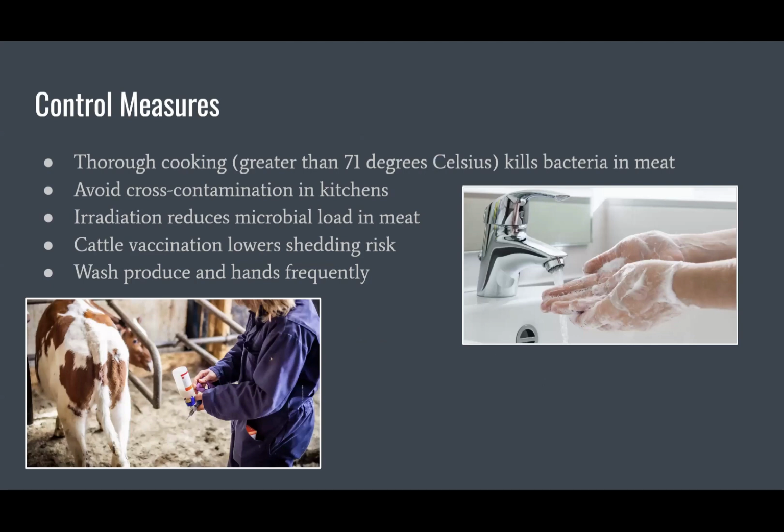E. coli O157:H7 is a dangerous foodborne pathogen that we aim to control primarily through food safety measures. Cooking meat to at least 71 degrees Celsius, especially ground beef, kills bacteria effectively. It is important to avoid cross-contamination in kitchens, keeping raw meat and vegetables separate and using clean utensils and surfaces. We also use cattle vaccinations to reduce the number of bacteria shed into the environment, decreasing the risk of meat contamination. Irradiation and pasteurization are industrial methods that help eliminate pathogens before products reach consumers.